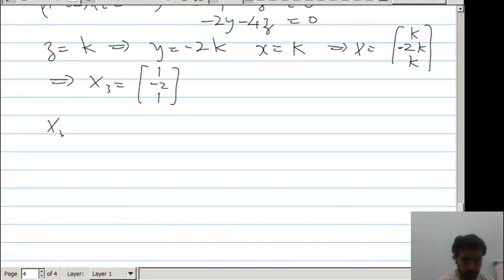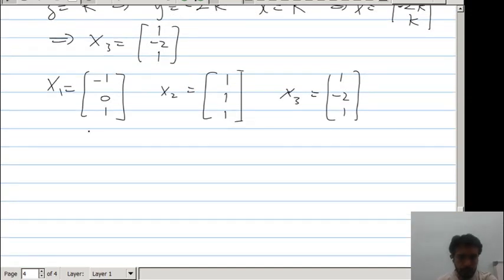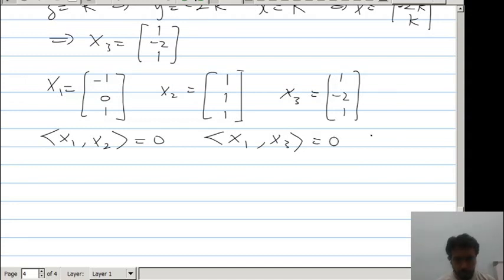So now we have x1 equal to minus 1, 0, 1. X2 equal to 1, 1, 1. X3 equal to 1, minus 2, 1. Now here, the inner product of x1, x2 is 0. Inner product of x1, x3 is 0. Inner product of x2, x3 is also 0. Therefore, x1, x2, x3 are orthogonal.